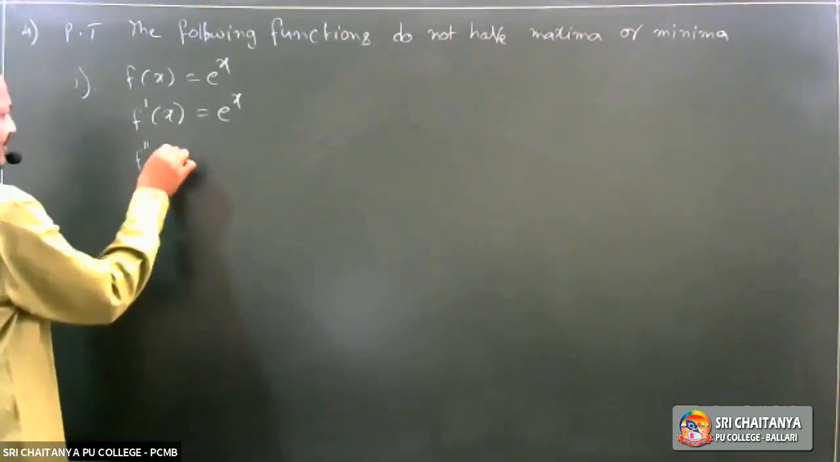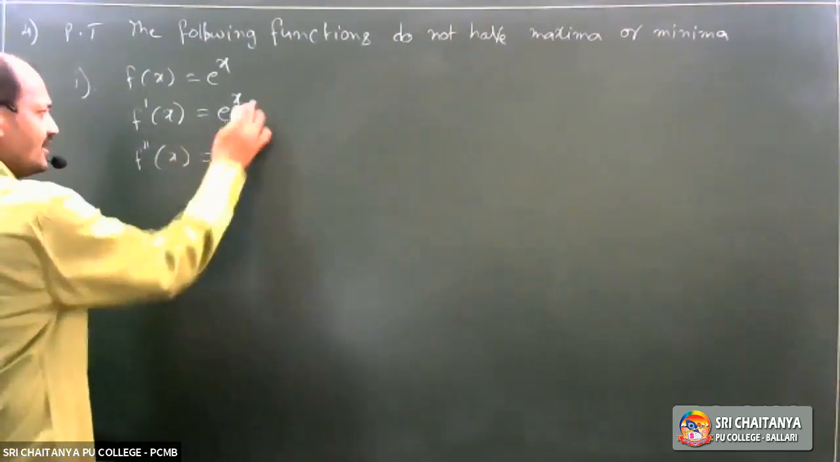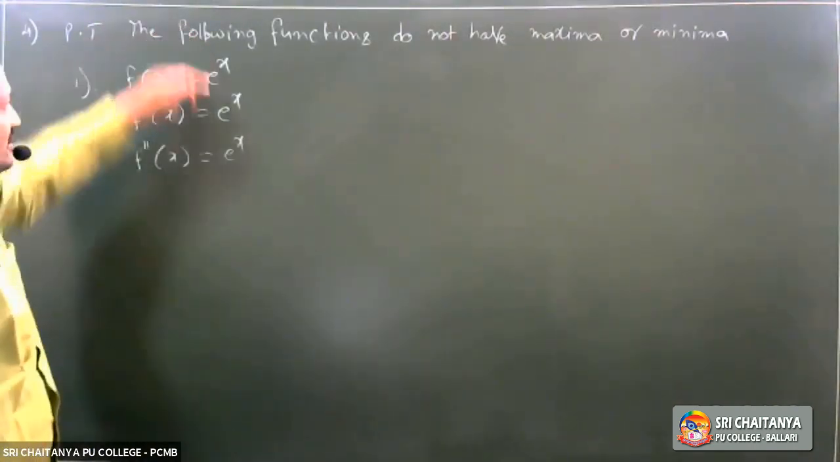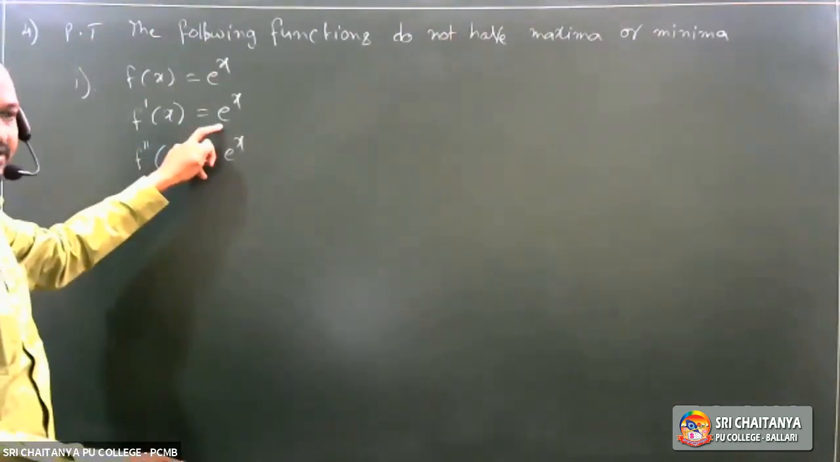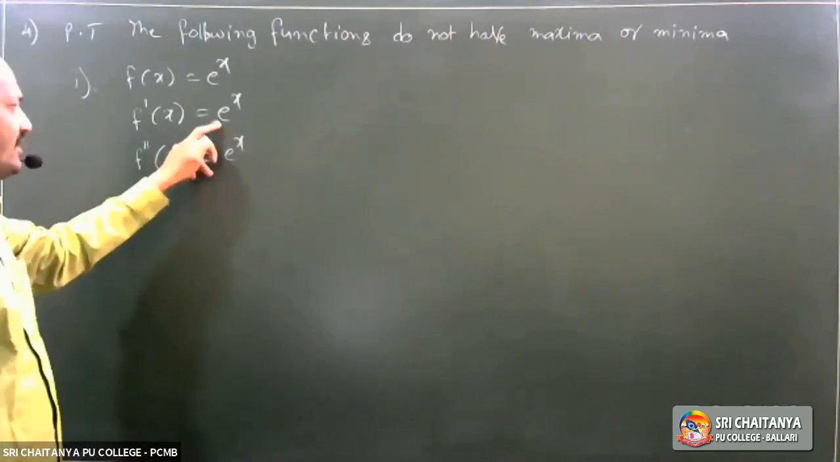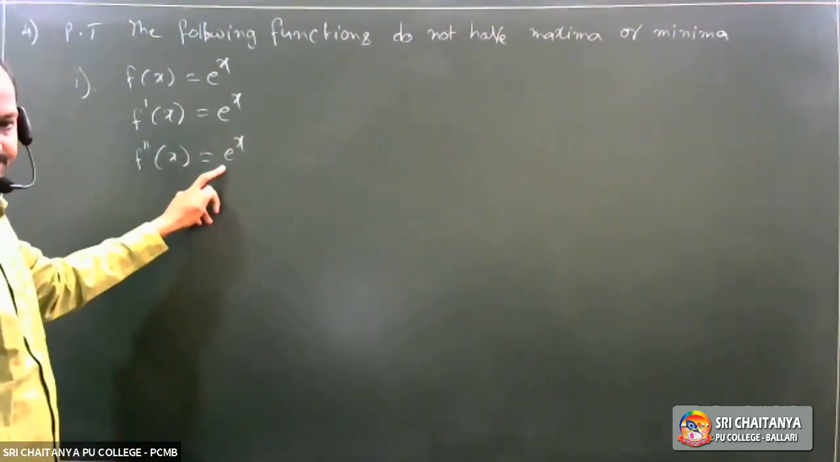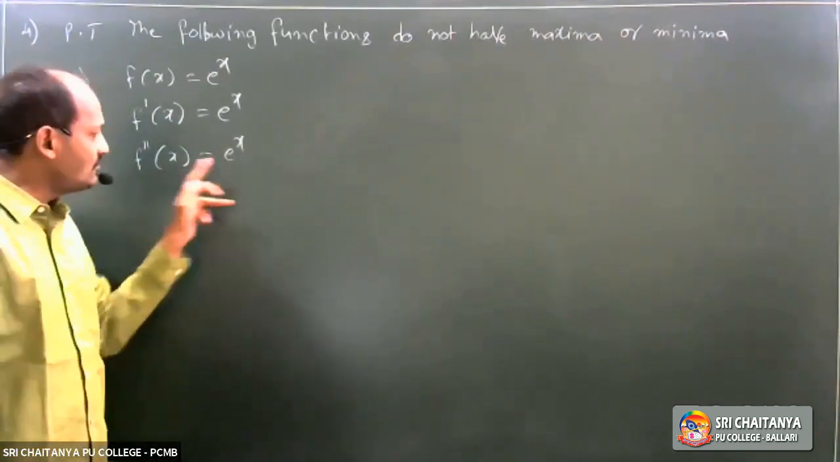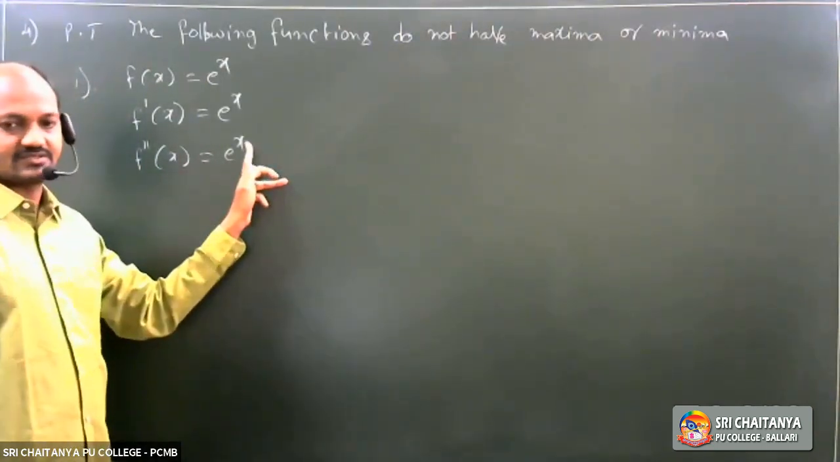Again, second order derivative. Again, e power x is equal to e power x. So the derivative of e power x is e power x. It is the first order derivative. Again, the derivative is also e power x. This is the second order derivative. Positive or negative depends on x.